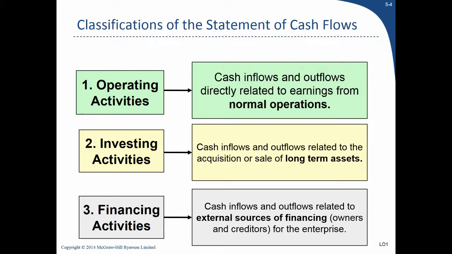Okay? And then we have financing activities. Cash inflows and outflows related to external sources of financing. So anytime we see money coming in the corporation or leaving the corporation, related to shareholders or creditors, that's the section it shows up in. Okay, so you can broadly think of the business as having almost these 3 segments: operating, investing, and financing.